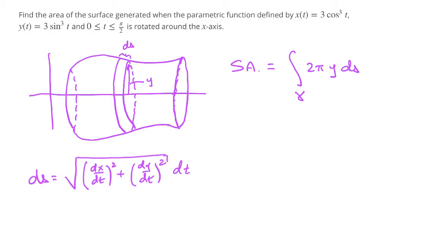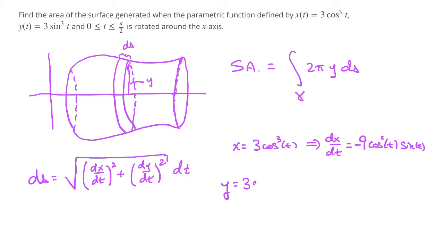So if our function has an x value of 3 cosine cubed t, then our dx dt is going to have a value of negative 9 cosine squared t times sine of t. Likewise, if y is 3 sine cubed of t, then our dy dt is given by 9 sine squared of t times cosine of t.